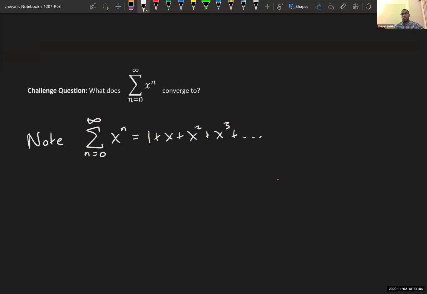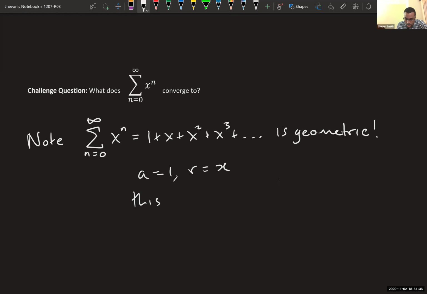What do you think? 1 over 1 minus x. How do you know? It's a geometric series, and the first term is 1, and our common ratio is x. This guy is geometric. Someone mentioned that earlier. Here, your a equals 1 and your r equals x.